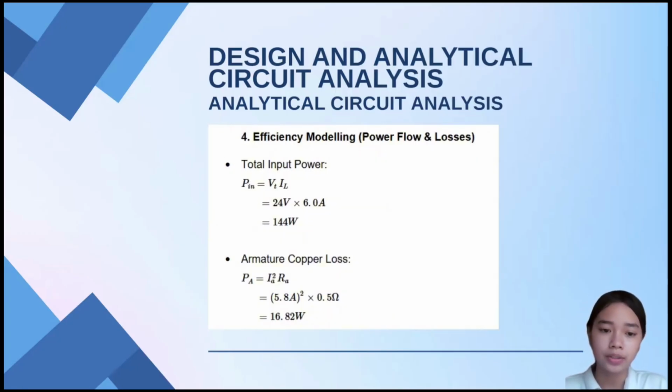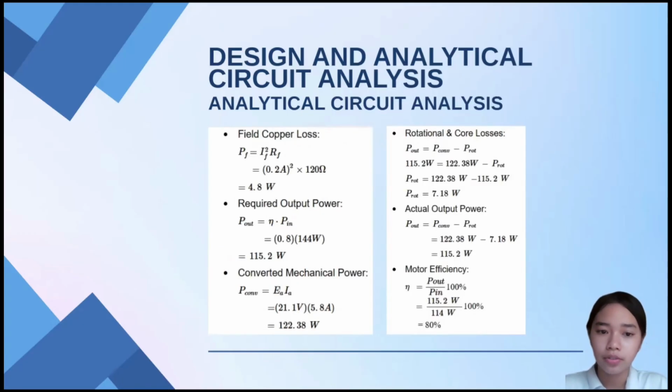we get 144 watts. Next, we calculate all of the losses. The first loss is the armature copper loss, which is 16.82 watts. Field copper loss is 4.8 watts. Required output power is 115.2 watts. The required output power is simply calculating the required output without using the loss calculation. So this is just the required output that will be needed.